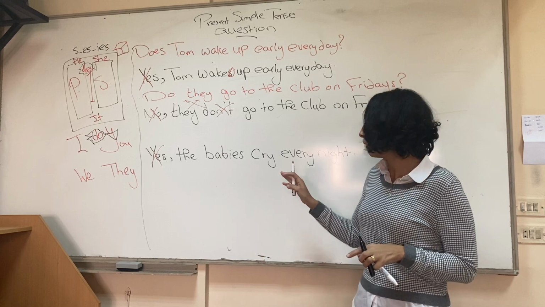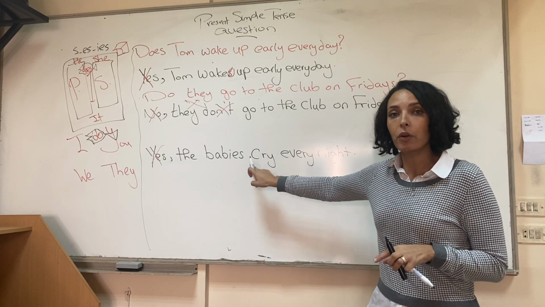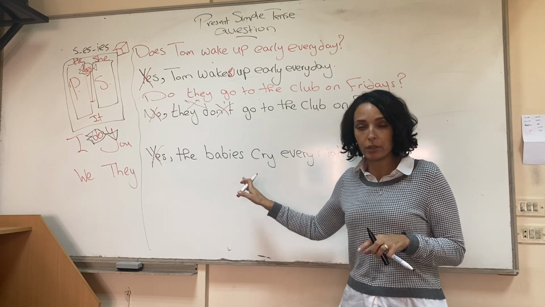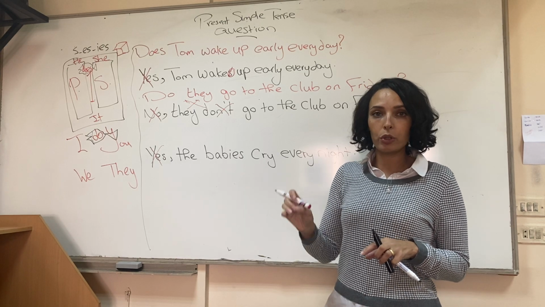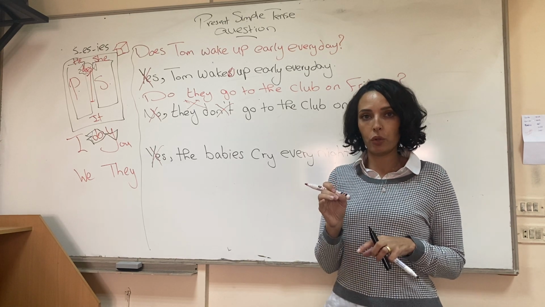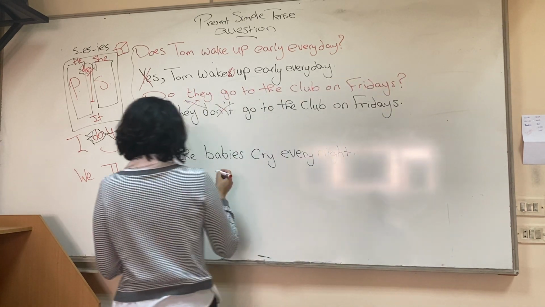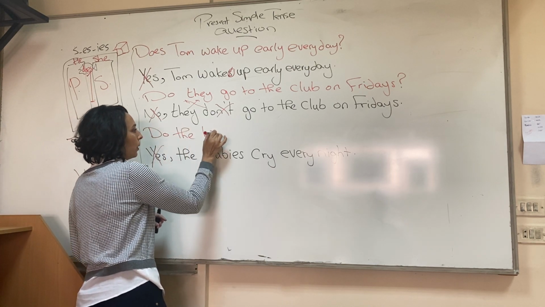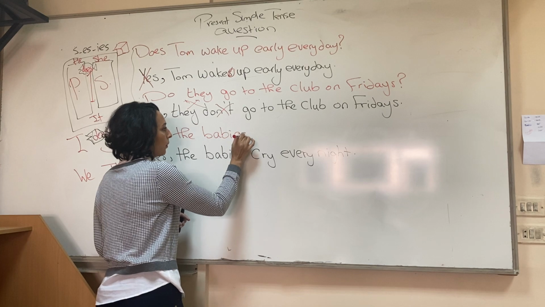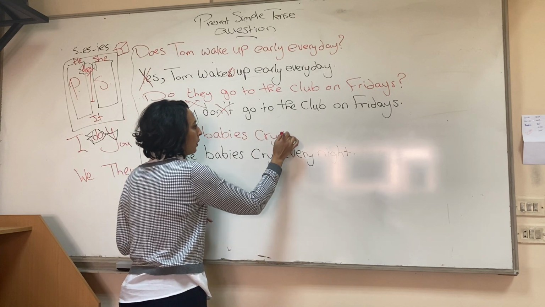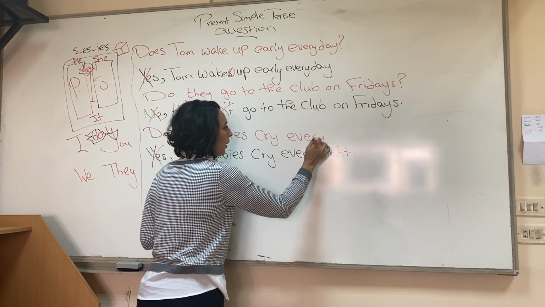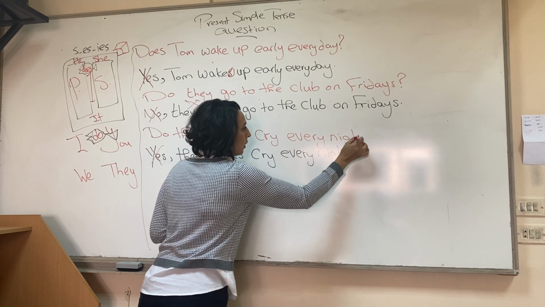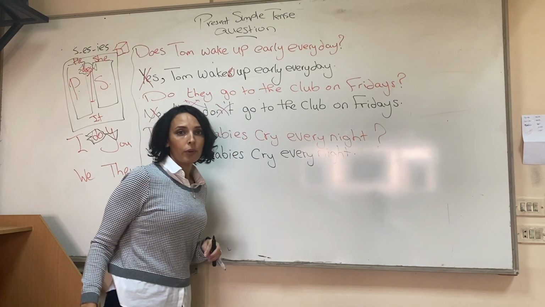So let's look at the verb here. Cry. Do you have here any present? No. So I'm going to use the do fish. I'll start with the do fish. So the answer will be: Do the babies cry every night? And my question mark.